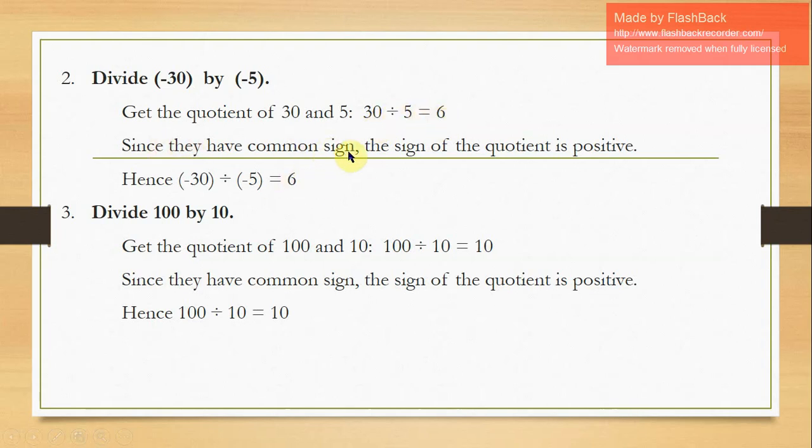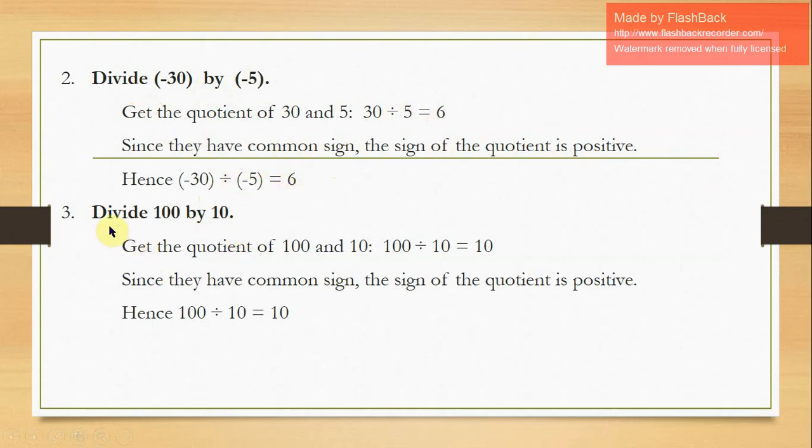Since they have common sign, which is negative, they contain both negative sign. The sign of the quotient is positive. Basta same sign ng given, the quotient is positive. Hence, negative 30 divided by negative 5 is equal to positive 6.